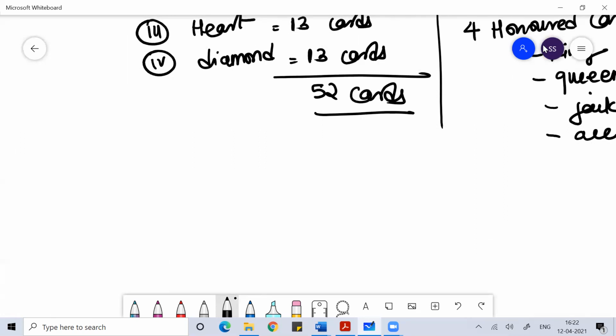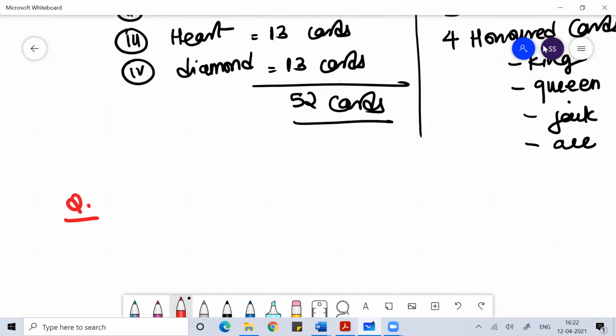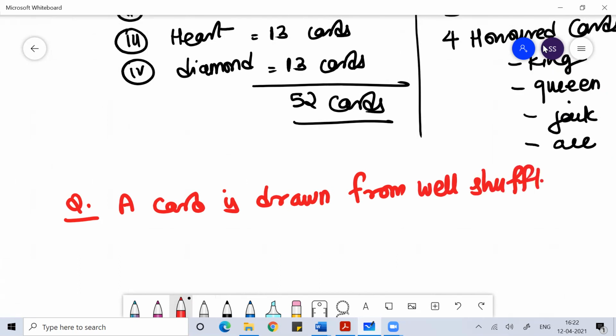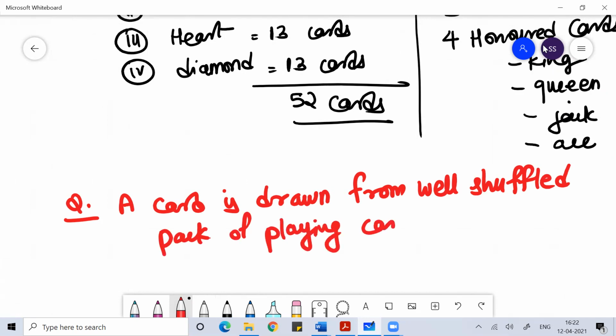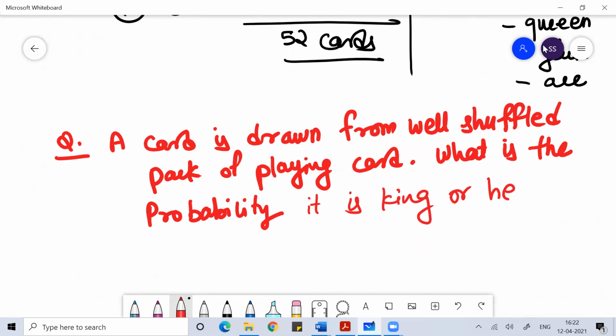Sometimes you need to solve problems based on the concept of set theory and cards. You may get a problem in the exam where I can say a card is drawn from a well shuffled pack of playing cards. What is the probability that it is king or heart?